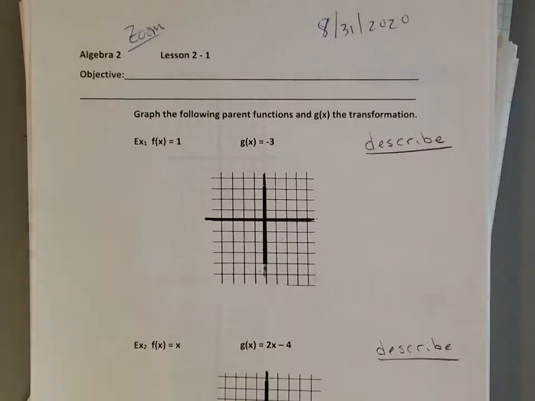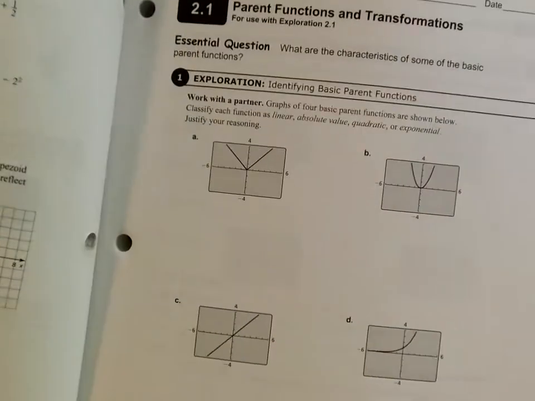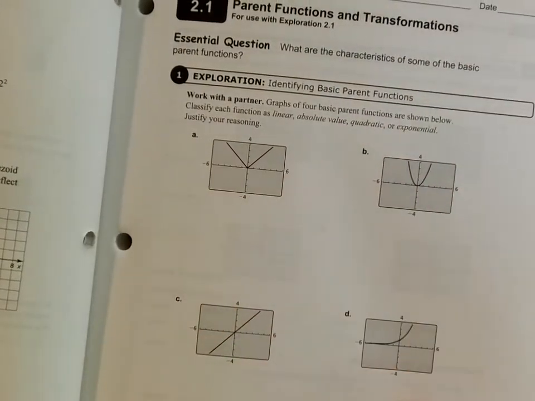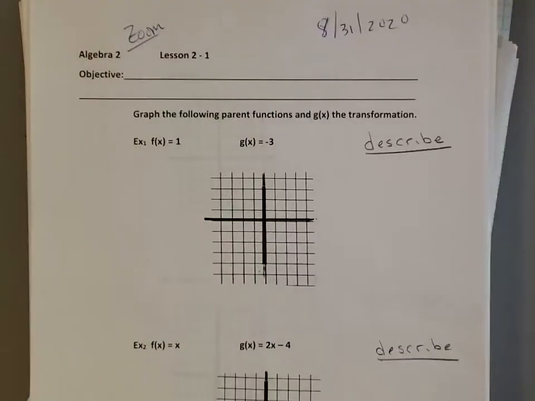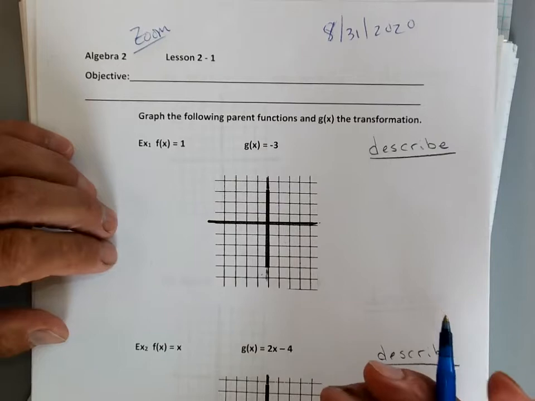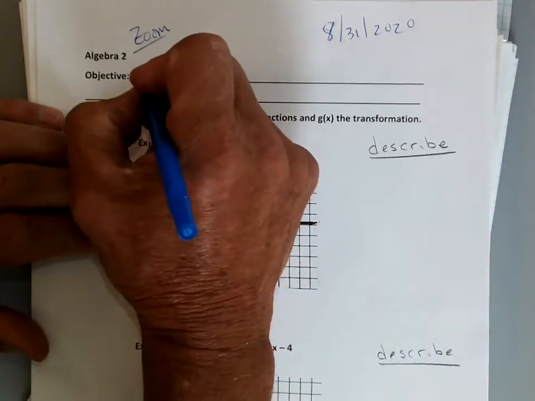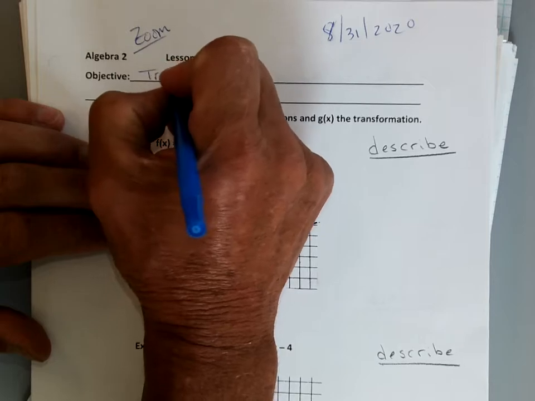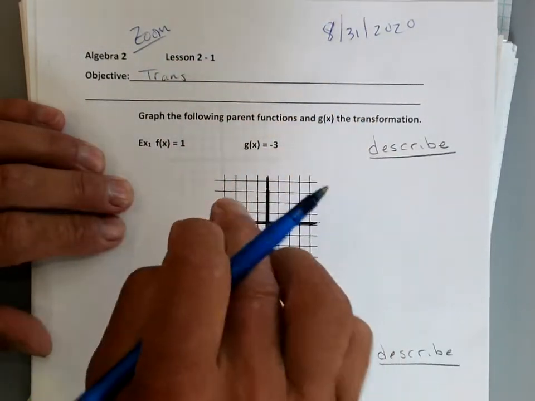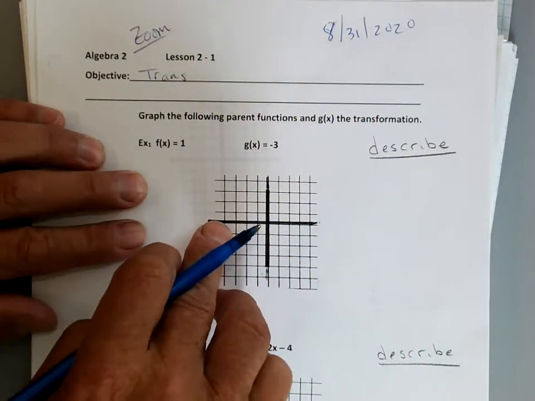Okay, so these are the parent functions we're looking at, and I talked a little bit about it in our Zoom meeting. But if we haven't, and you haven't seen it, let's go through this. So the objective today is really a transformation, which is basically moving. Hopefully you're taking notes and putting these notes in your interactive notebook, okay?